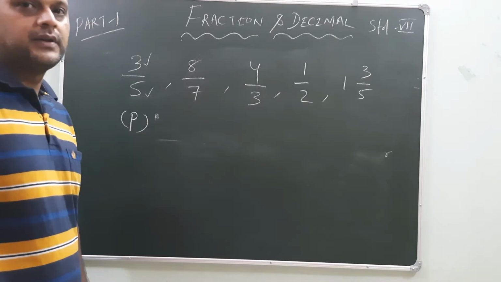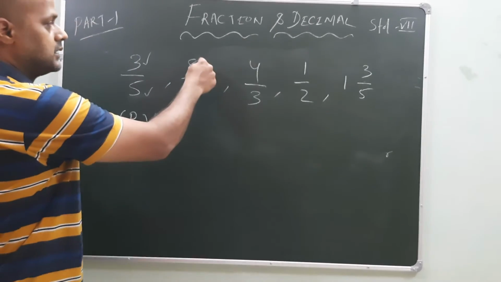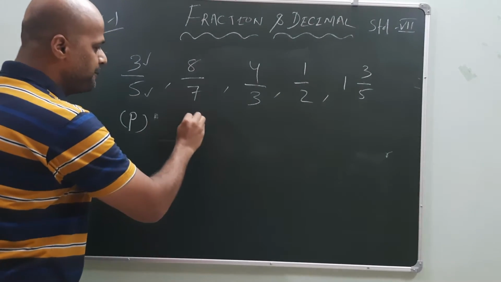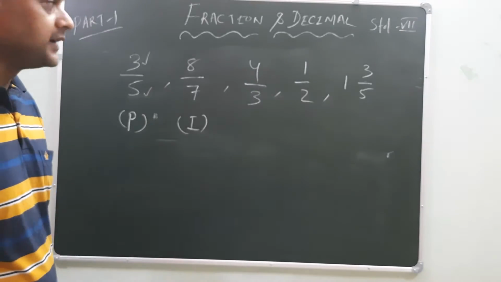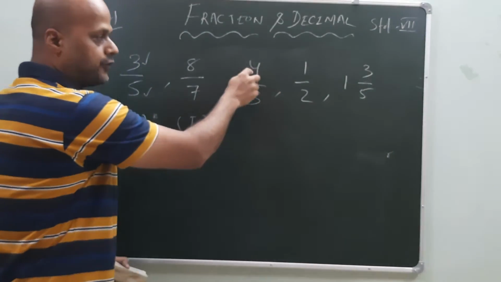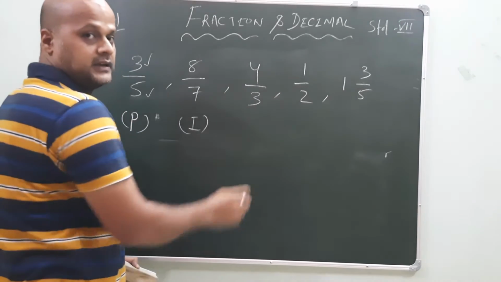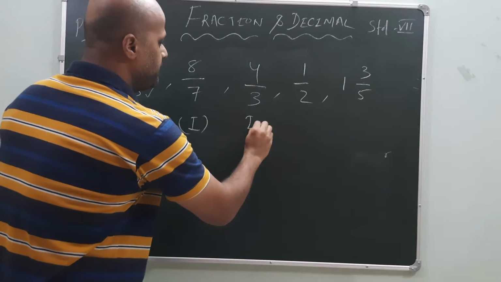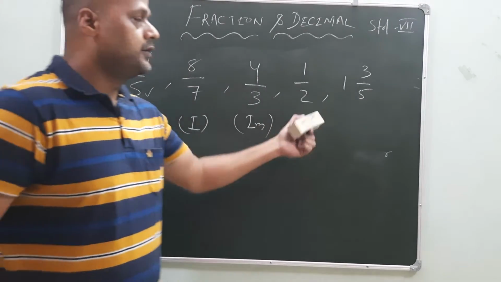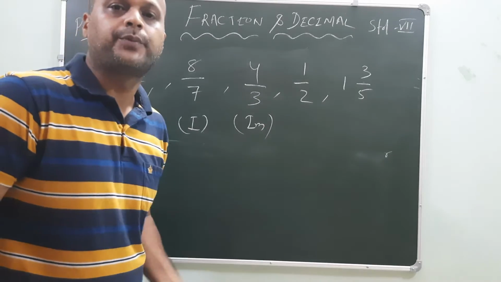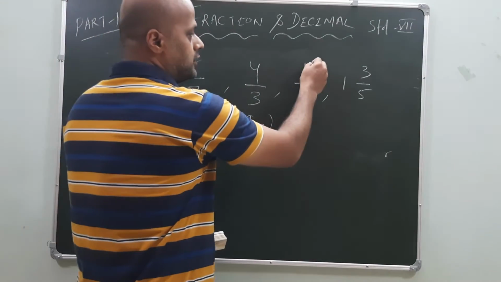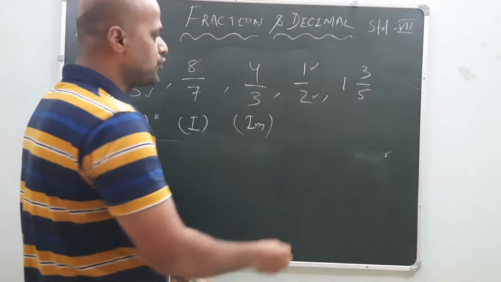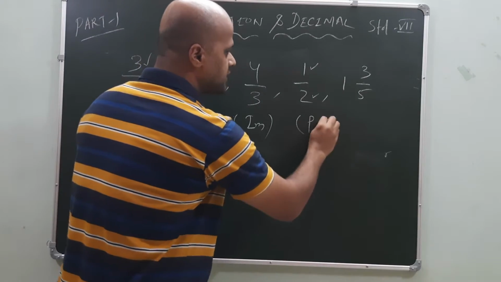What about this one? In this case, what is the difference? Numerator is greater than the denominator. So it is called an improper fraction. Here also numerator 4 is greater than the denominator. So which fraction will it be? It is an improper fraction. Here 1 by 2. Is it proper or improper? Find out again. Numerator and denominator relation is what? Numerator is smaller than denominator. So it is called what? It is called a proper fraction.